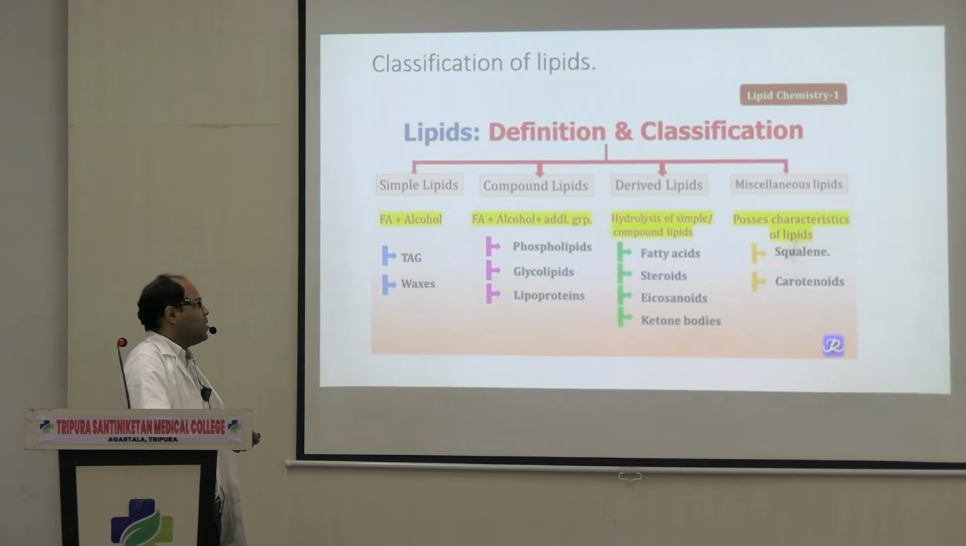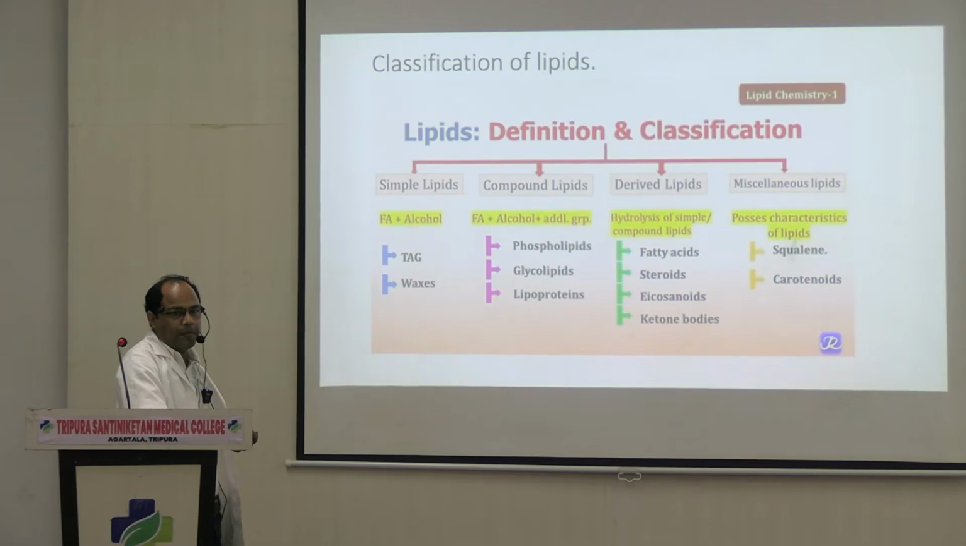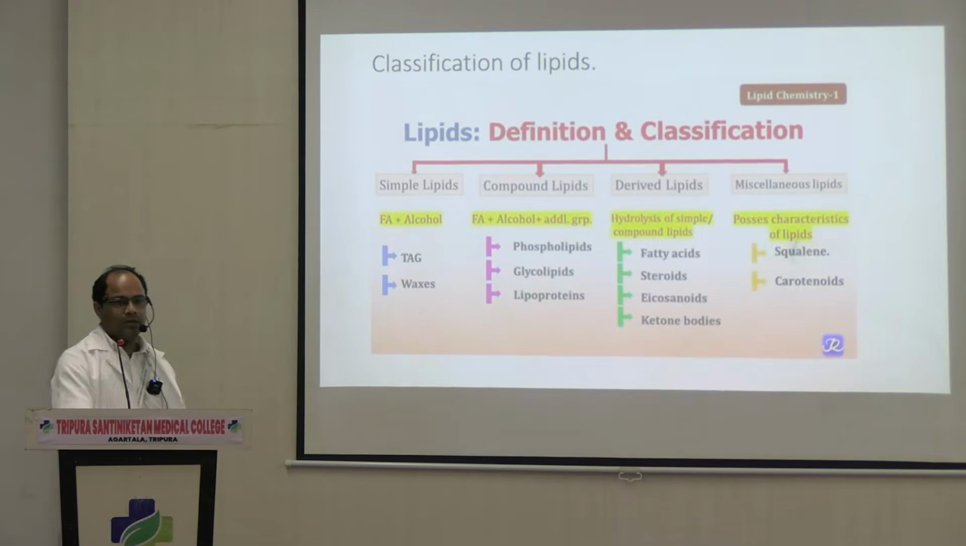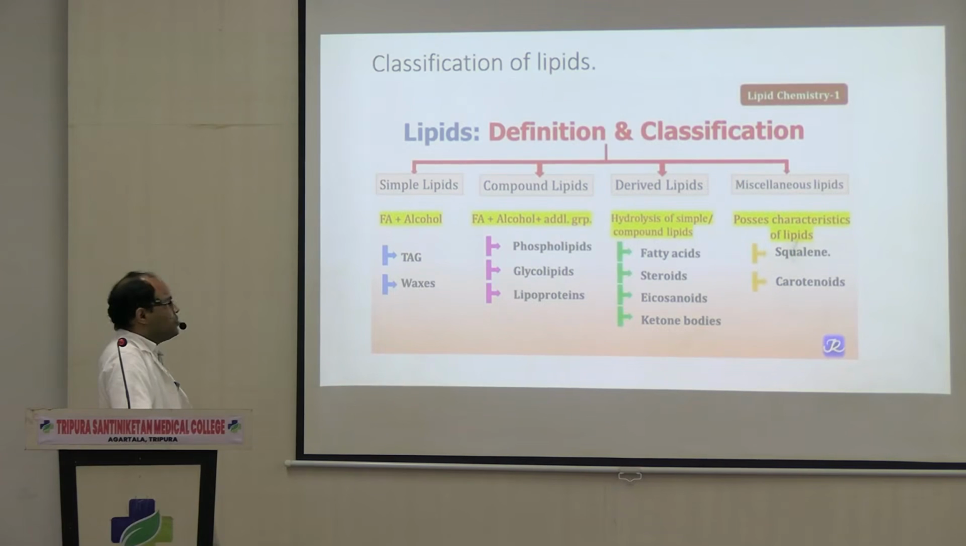And miscellaneous like squalene. This is a thing which actually forms during the synthesis of cholesterol. Squalene. And carotenoids. These are all precursors of vitamin A. They do not go in these groups, but they also have lipid property.